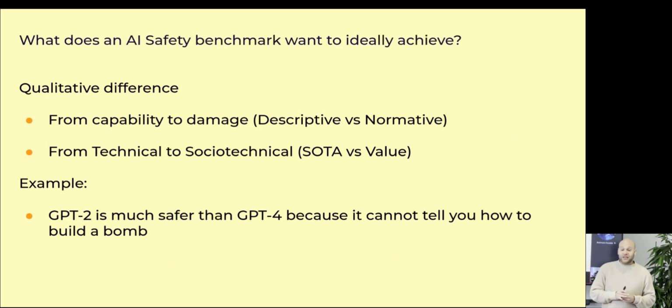And then we move from technical to socio-technical, from saying we want the state of the art, the best thing in a specific metric, to wanting something that complies with our values that define what a harm is. A nice example that encompasses these points is that GPT-2 is much worse than GPT-4, but actually GPT-2 is much safer than GPT-4. GPT-4 can cause much more harm in society.